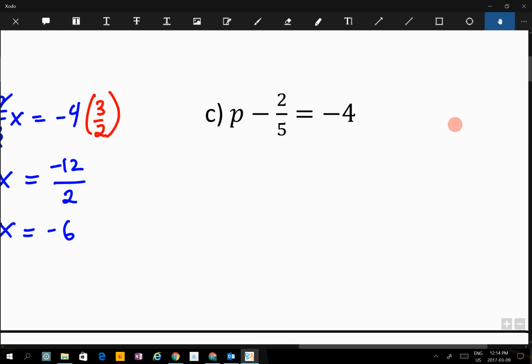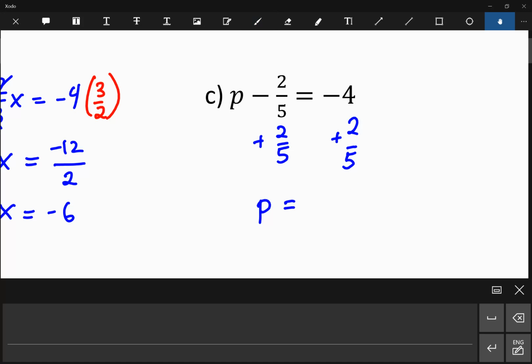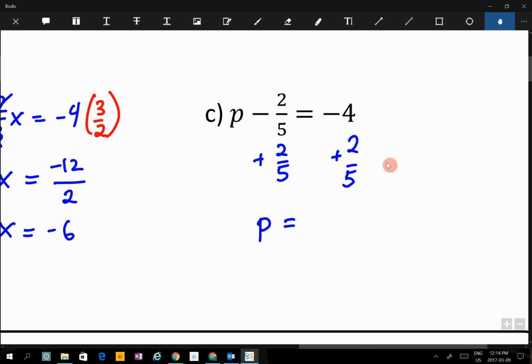Our next example, p minus 2 over 5 equals negative 4. So now we're not multiplying any fractions in here, we're actually subtracting a fraction. To isolate this variable, I have to add the positive 2 over 5 so that I can cancel that. And then on the right side, I'm also adding 2 over 5. So negative 2 over 5 plus 2 over 5 is 0, leaving me with just p, the variable, on the left side. And here I have negative 4 plus 2 over 5, or I could say 2 over 5 minus 4.